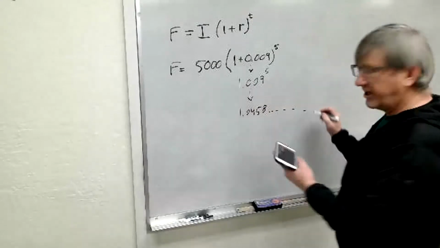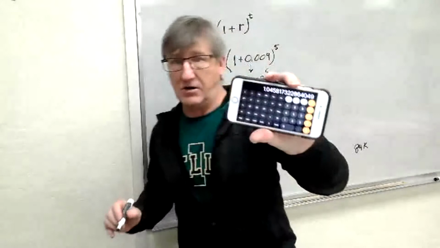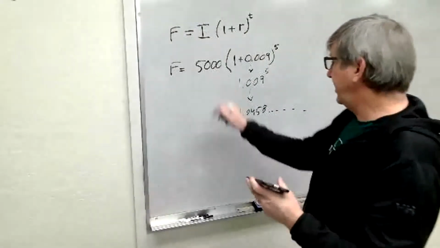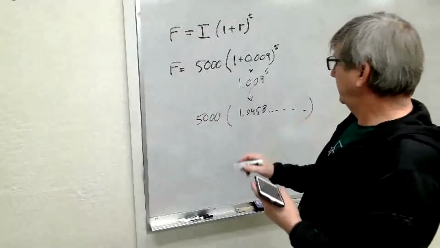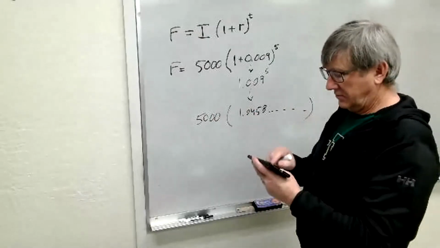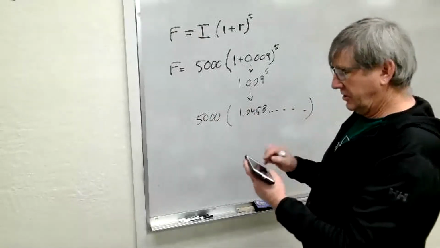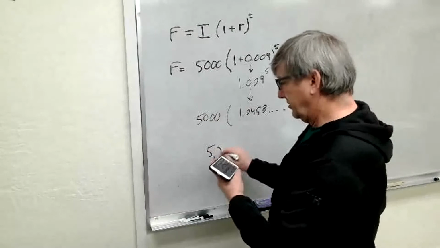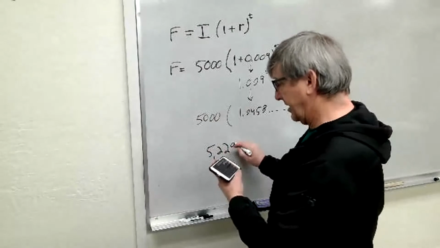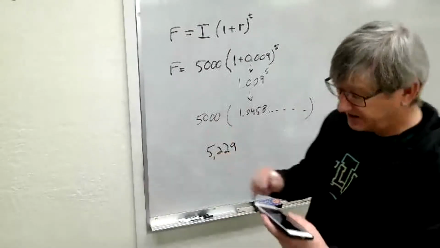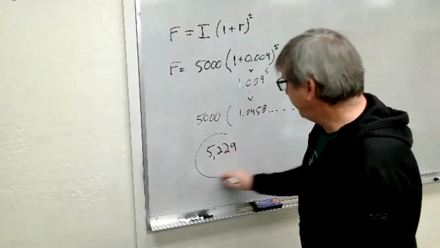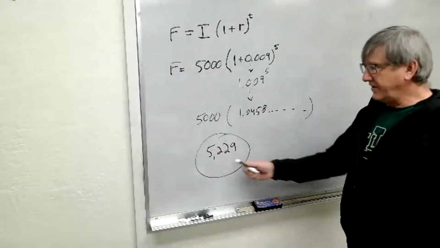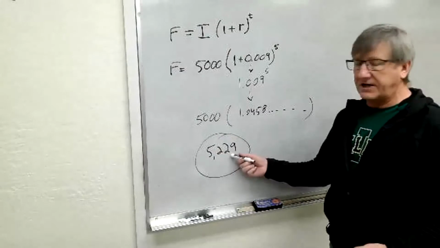This is now 1.0458, and it keeps going. I'm just going to leave it on the calculator and multiply times 5,000. Equals 5,229.08, etc. Now, let's think about that. Here's my final answer. I'm saying after 5 years, there'll be 5,229 giraffes.